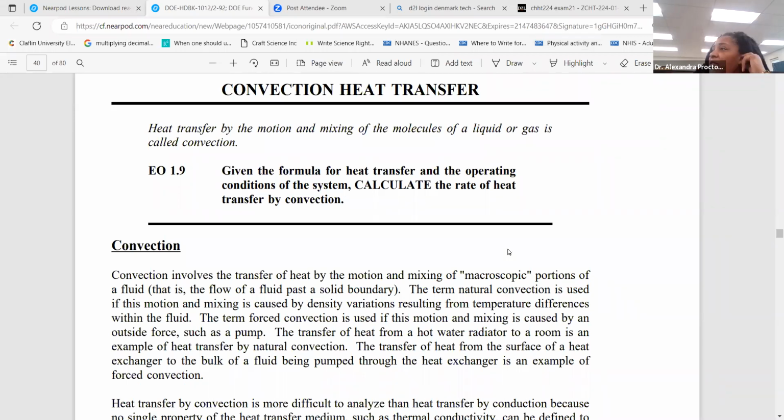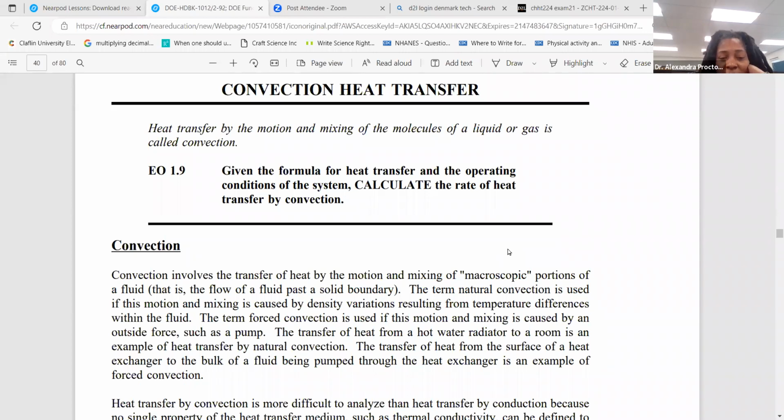So this chapter, we're going to talk about convection heat transfer. And this is heat transfer by motion and mixing of molecules of a liquid or a gas, and that is called convection. And the enabling objective is, given the formula for heat transfer and the operating conditions of the system, calculate the rate of heat transfer by convection.